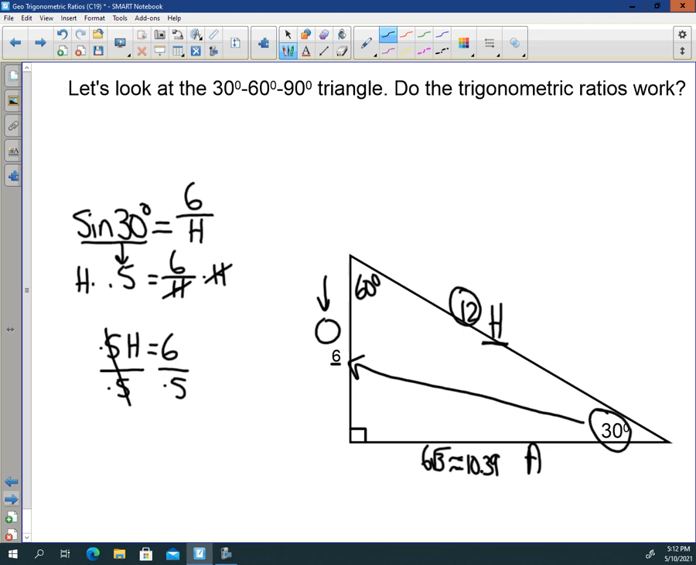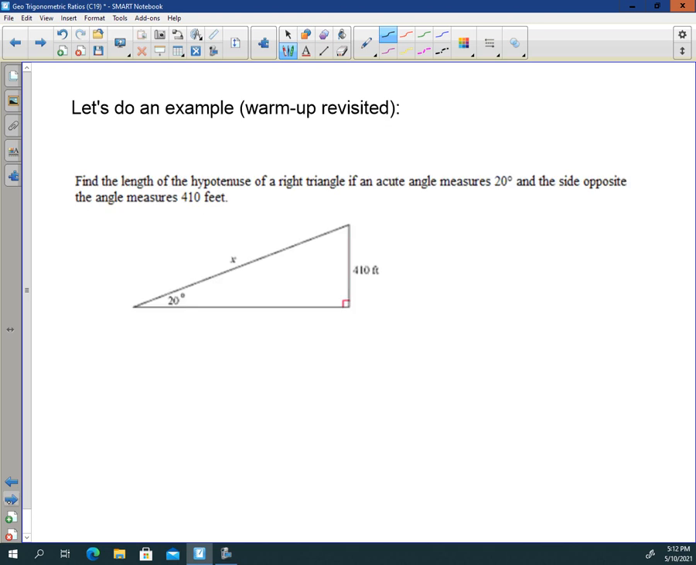These cancel, and my hypotenuse is 6 divided by 0.5, or 12, which is exactly what we thought it was going to be. So when you were setting up 30-60-90 triangles, you were doing trig. It was just a shortcut. And now we're kind of pulling that open and looking at it from all perspectives. So that brings us back to the warm-up.